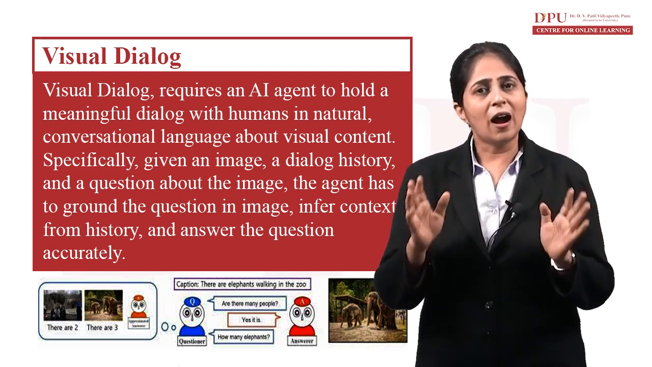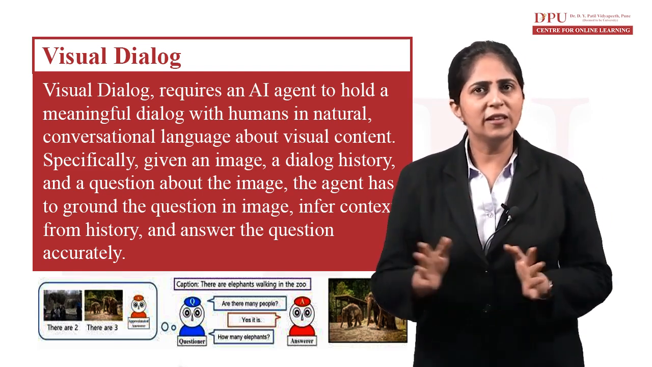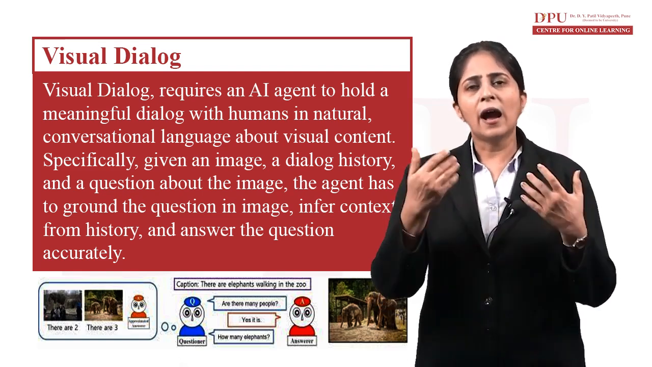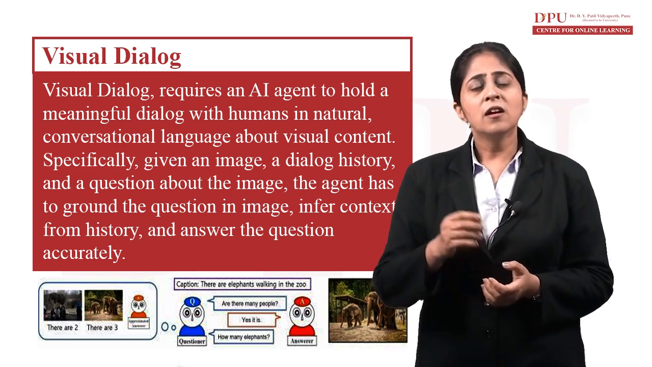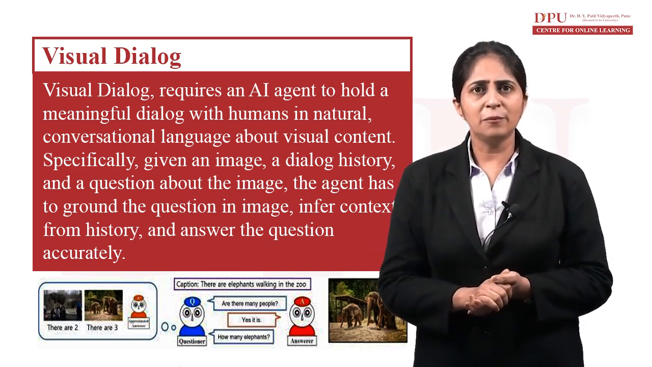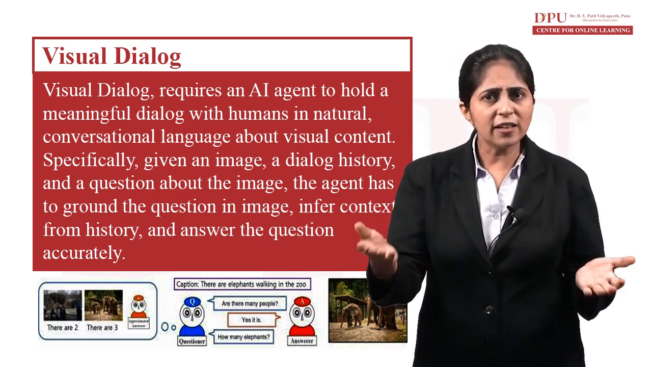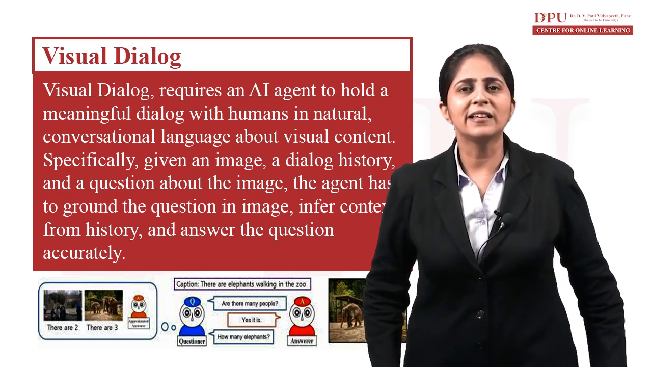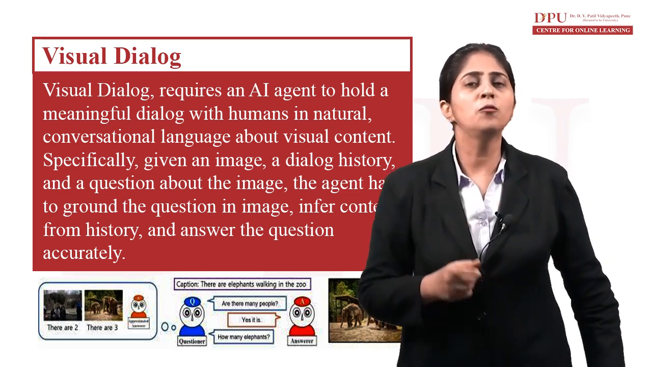That means our system will be provided with an image, a dialogue history related to it, and a question about the image. So the agent has to ground that question in the image, infer context from the history, and answer our question accurately. That is what we want in the case of visual dialogue.